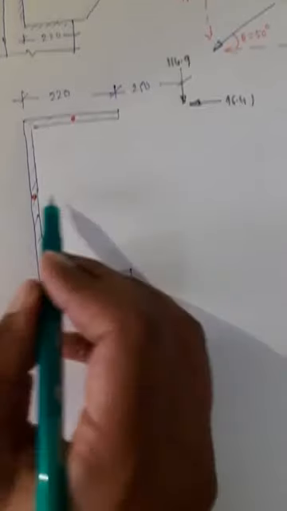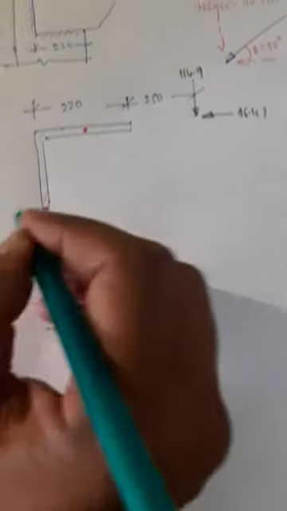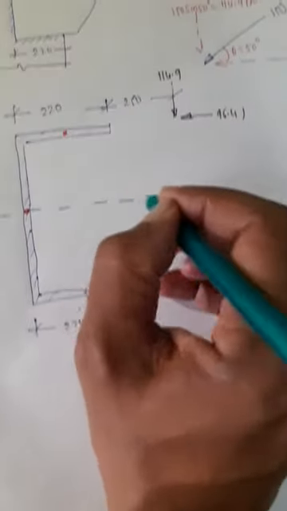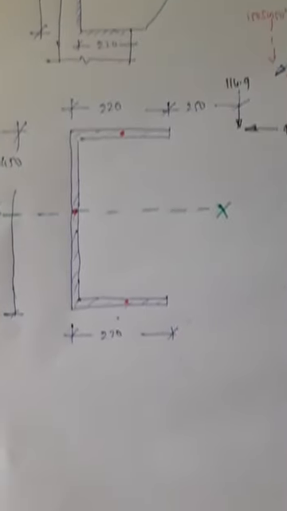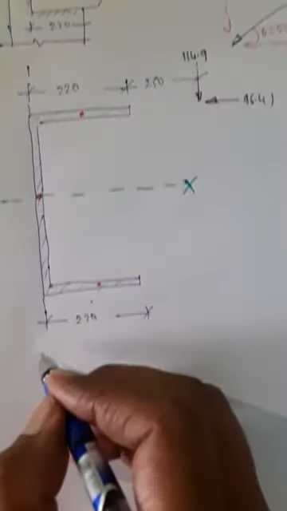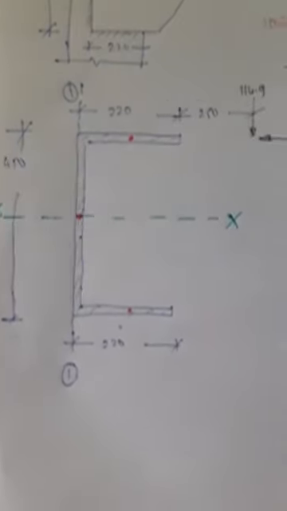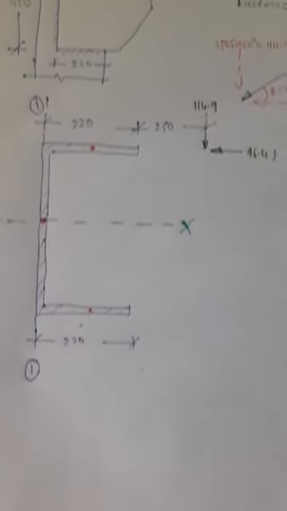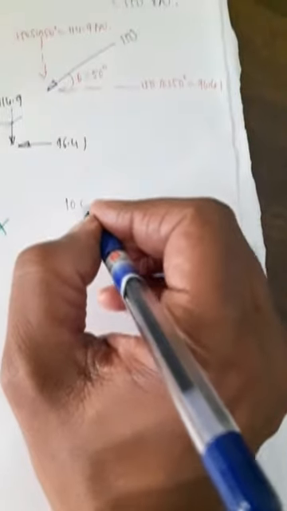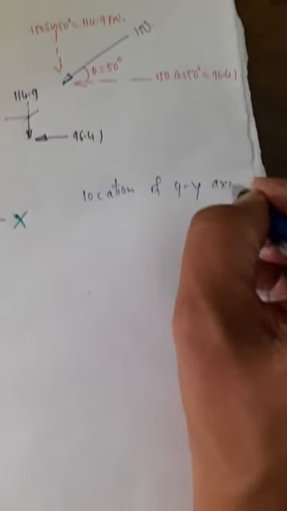Now if you look at the X axis, I can mark the X axis here. This section is symmetrical about X. Now I need to identify the Y axis, the location of the CG axis. Let me take the reference plane 1, 1. I will be finding the distance of CG with respect to reference plane 1, 1. Next, the location of the y axis.